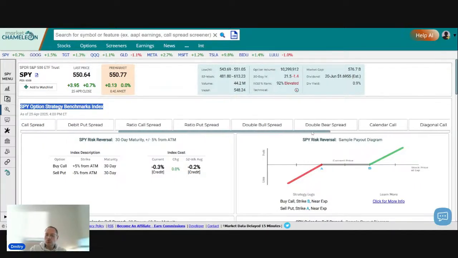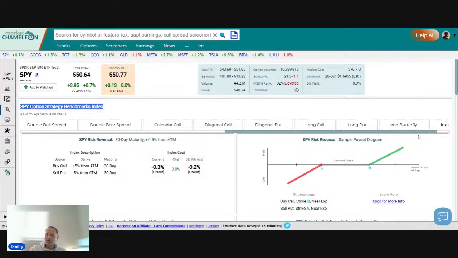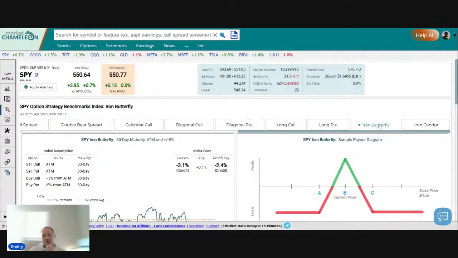I'm going to scroll to the right and we're going to click on Iron Butterfly. And what we're doing here is looking at the option strategy of an Iron Butterfly, and we want to see, well, what is the cost of that strategy, the value of an Iron Butterfly, and compare it to historical values, so we could determine if it's on the higher range or lower range of history.